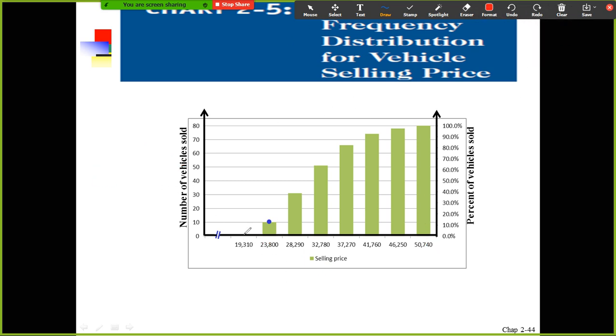That's why this is the lower limit of the first class. This is the high limit of the first class, high limit of the second class, third class, fourth class, fifth class, sixth class, seventh class. That's why we try to get this one. In order to connect from one point to the next, you need to have a point. You connect it. So this is the cumulative frequency polygon.